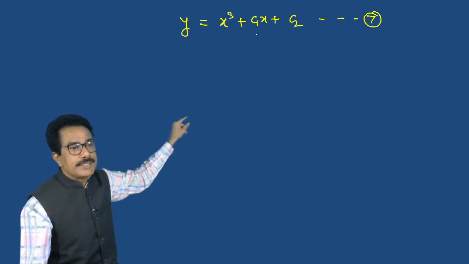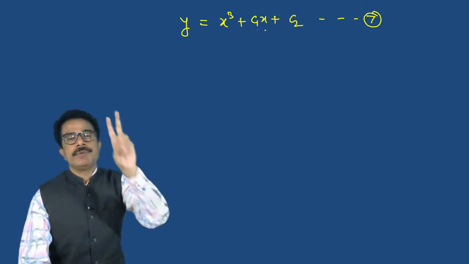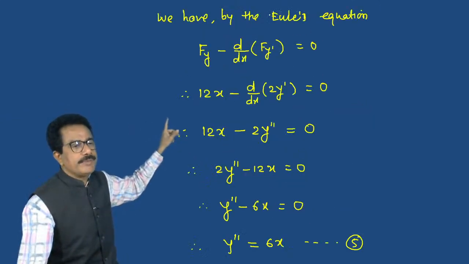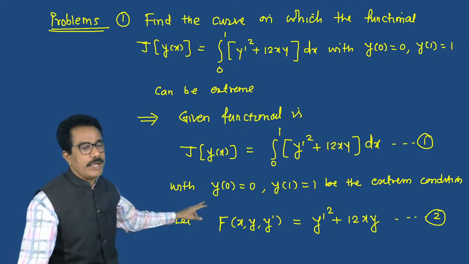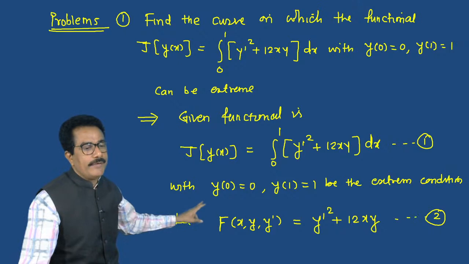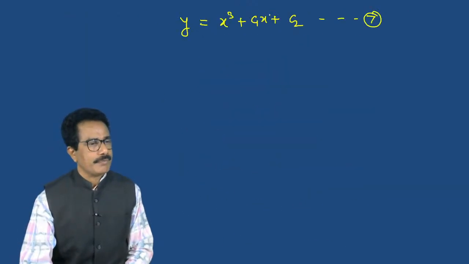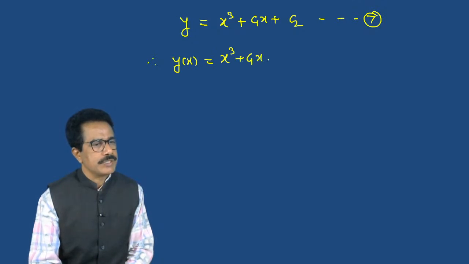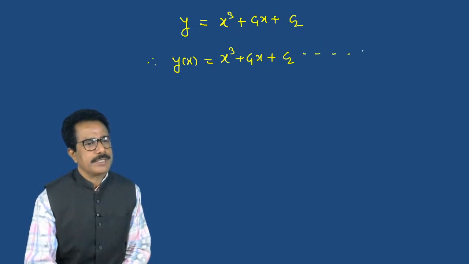But in that required equation there are two arbitrary constants c1 and c2. Two are unknown terms. To find the value of these unknown terms we have been given the boundary conditions, extreme conditions, and those are y of 0 is equal to 0 and y of 1 is equal to 1. So actually this is y of x is equal to x cube plus c1x plus c2. Here we shall write this as equation number 2.